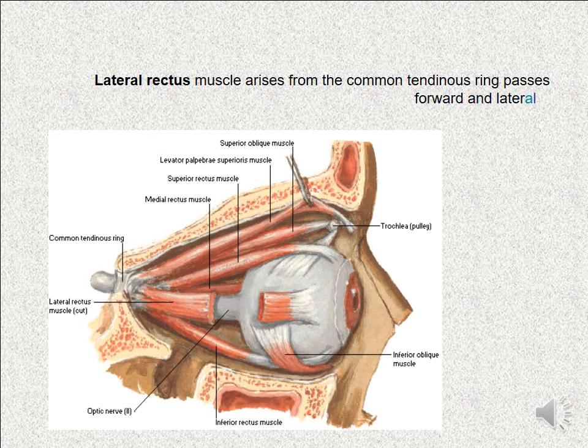And the last one, the lateral rectus muscle, arises from the common tendinous ring and passes forward and laterally. The lateral rectus muscle is located on the lateral side of the orbit. Its origin is from the common tendinous ring and its insertion is on the lateral side of the eye wall, in the sclera.